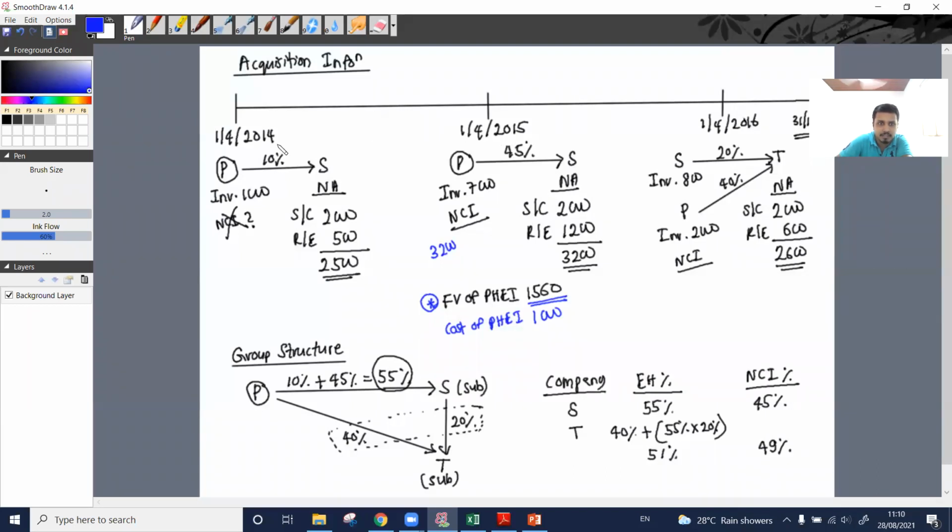We had acquired 10% previously, and now we are acquiring another 45%, so as at this date S is becoming a subsidiary for us. Altogether we have 55% of equity shares of S as at 1st of April 2015. So what about the NCI value there?